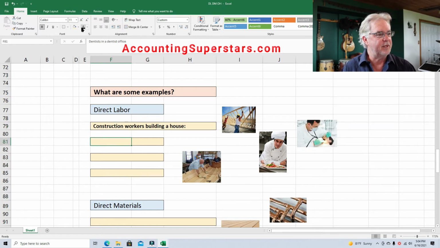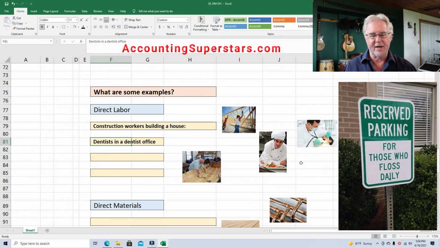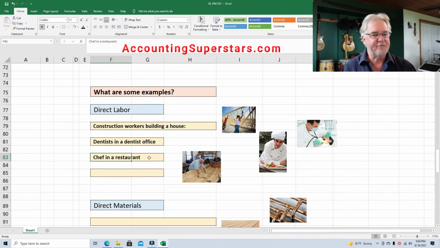Here's another one. A dentist in a dentist office. See, the dentist is providing the service to the customer. Or a chef in a restaurant. Here's the picture of a chef. The chef is creating the product. And then finally here, a boat builder. Here's a guy building boats, putting in wooden ribs into the boat.